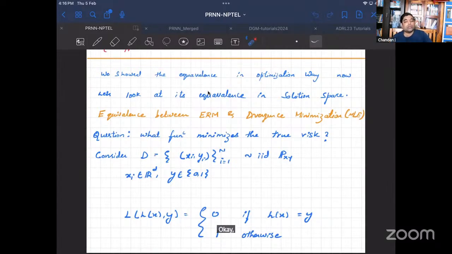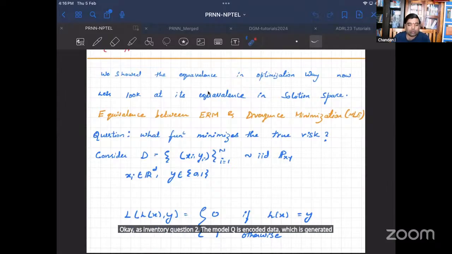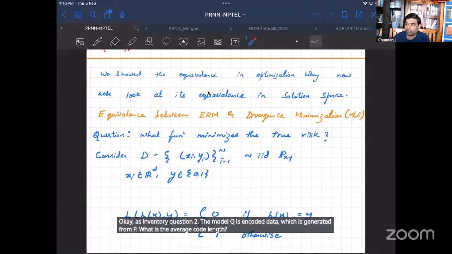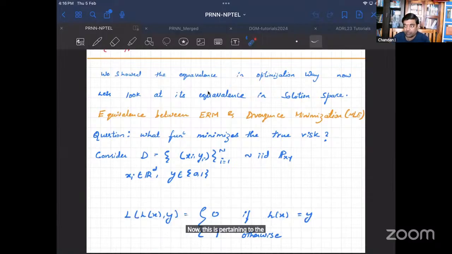Okay, assignment 3 question 2. The model Q is encoded data. It is generated from P. What is the average code length? Now this is pertaining to the information retrieval that was discussed in length during the early classes of week 3.